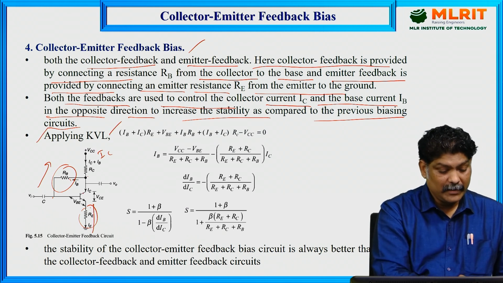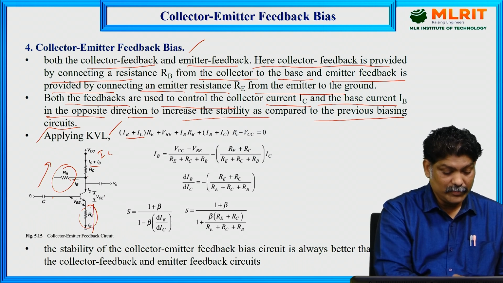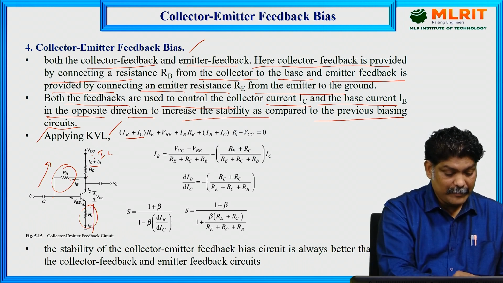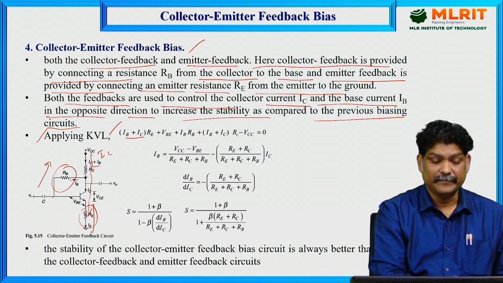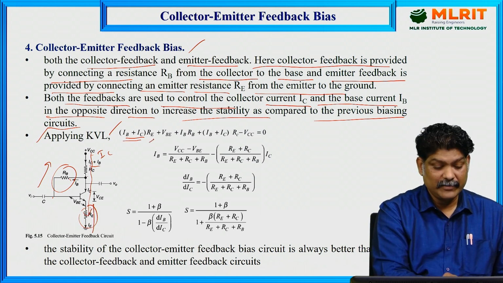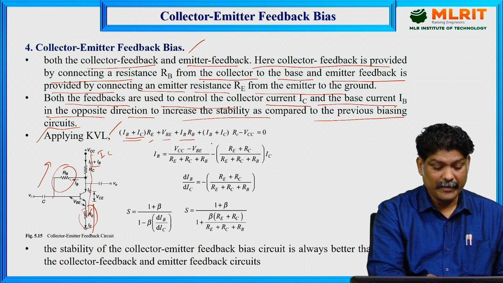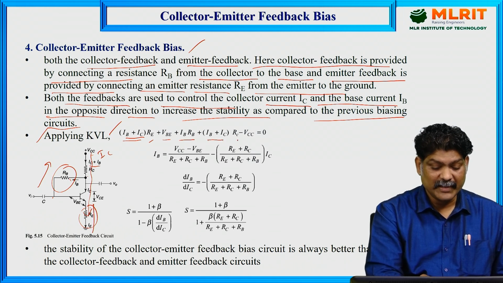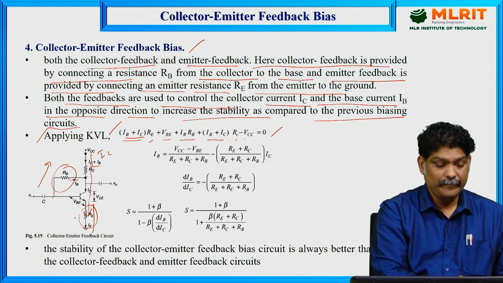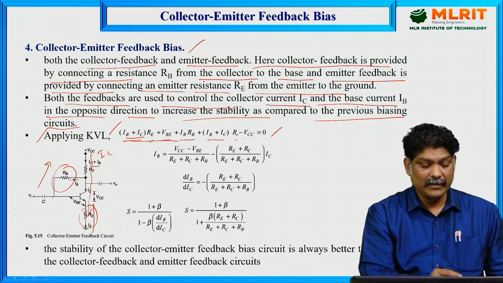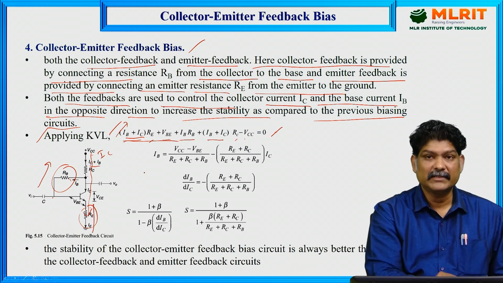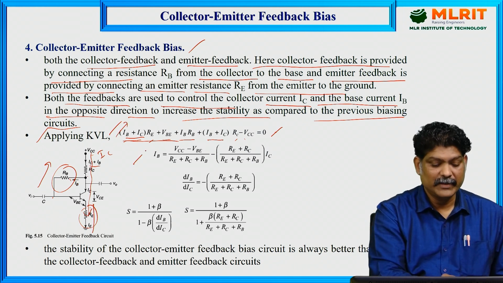Apply KVL in this circuit. You will get (IB plus IC) into RE, because this IB plus IC current will flow through resistor RE. Therefore you will have (IB plus IC) into RE, plus VBE, plus IB RB, plus (IB plus IC) into RC, minus VCC. So this is the expression for KVL. After applying KVL, you will get this expression. Let us simplify it to get the IB expression.